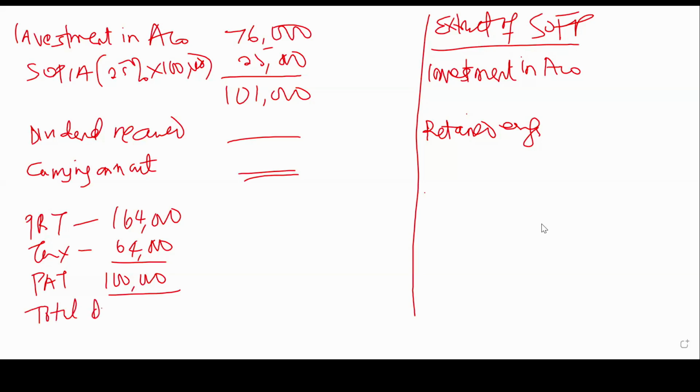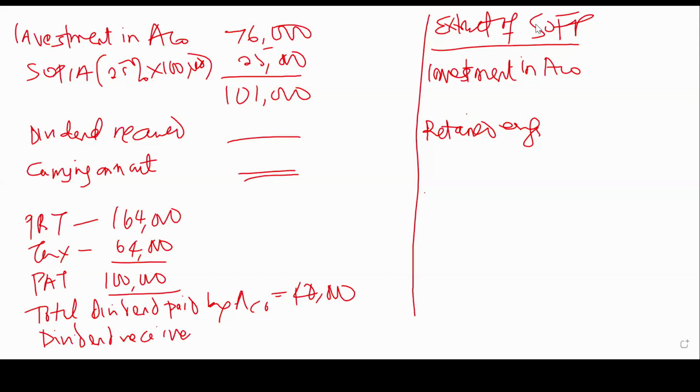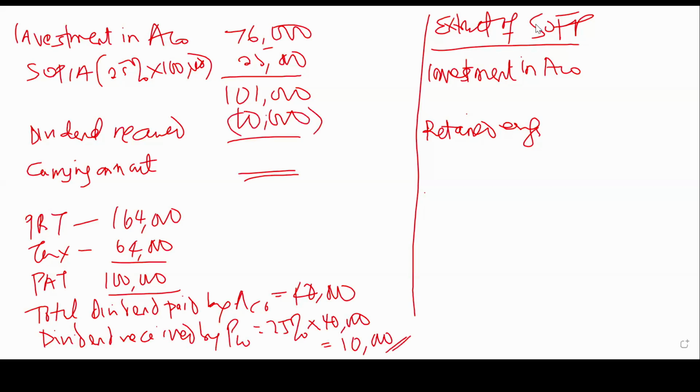Total dividend paid by ACO is equal to how much? We're told they paid 40,000 naira. Now, the dividend that would have been allotted to Pico will be equal to 25% of the total dividend that was paid. That's like 1/4, right? 1/4 of 40,000 should be 10,000 naira. And that should leave us with, is it 91? Yeah, 91,000 naira.